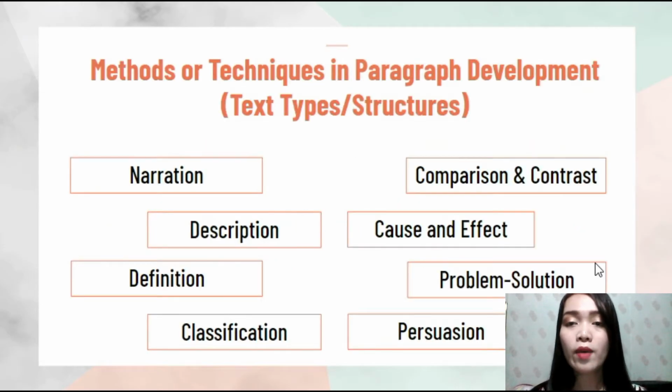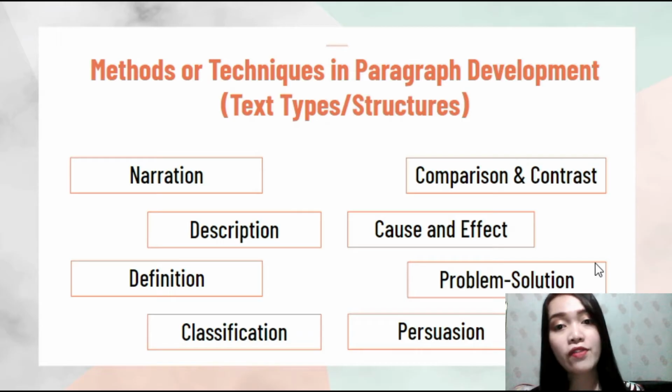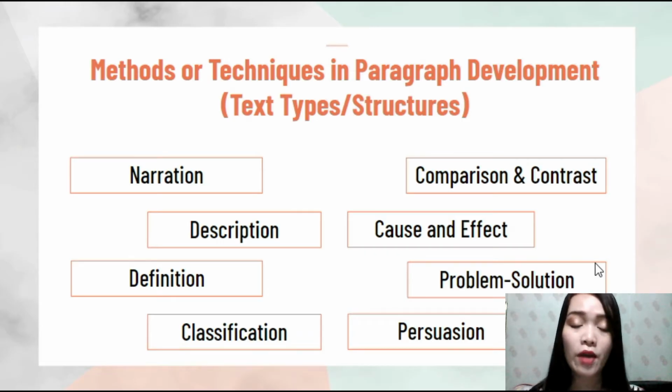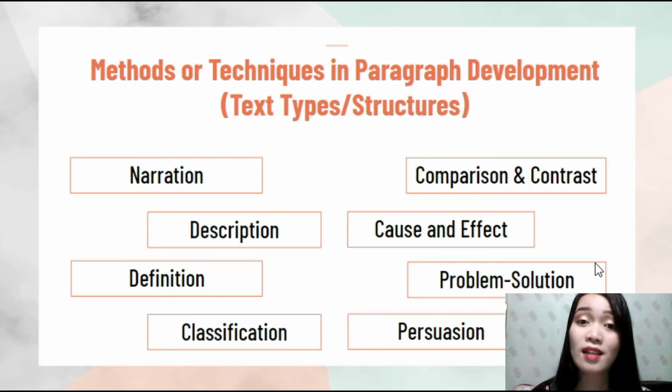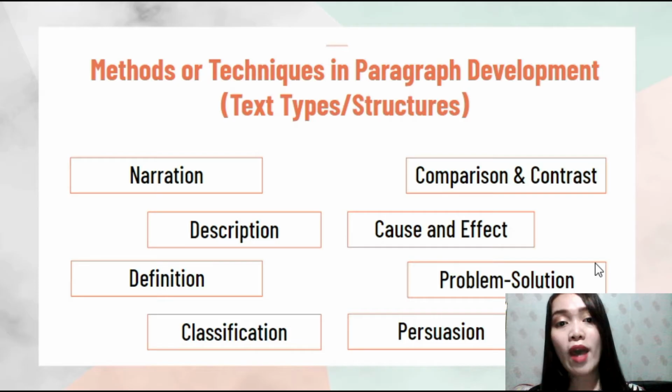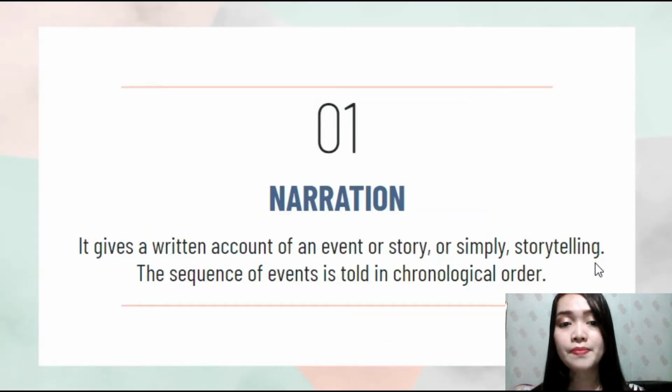Now, knowing what is a paragraph and how to write a paragraph, let us know the different methods or techniques in paragraph development. So you have already encountered this from your EAPP subject or other English academic subjects, and we also call them text types or text structures. So we have narration, description, definition, classification, comparison and contrast, cause and effect, problem solution, and persuasion. Now let's proceed with narration.